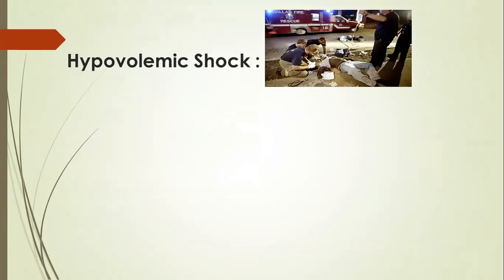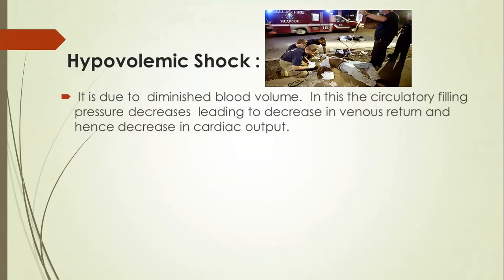So hypovolemic shock is very commonly seen, a picture which is very evident: you get a trauma or accident, you get loss of blood volume, and that decreases the cardiac output. So this is due to diminished blood volume. In this, the mean circulatory filling pressure decreases, which decreases the venous return and hence decreases the cardiac output as well, and the person lands up in hypovolemic shock.